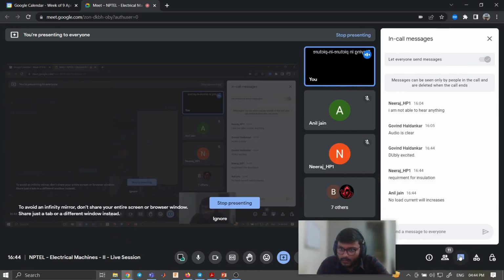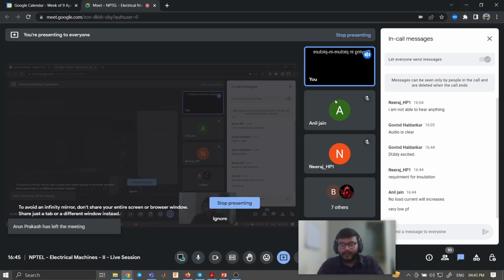I've got some other answers: requirement of insulation, no load current will increase. Yes, no load current, very low power factor. Why is all this coming? What's the reason behind it? Why is the no load current increased? Why is the power factor very low? It's because of one reason. Insulation is required for both induction and synchronous machines. If you are going for high volts, you need an even higher insulation for high voltage protection.